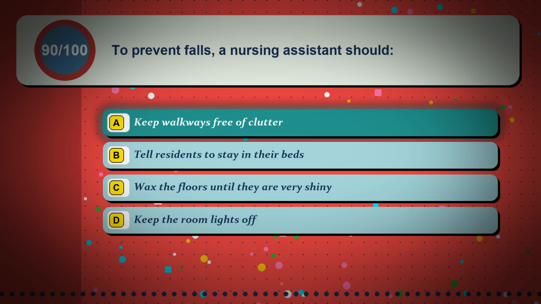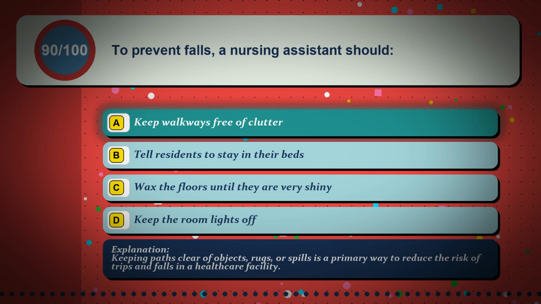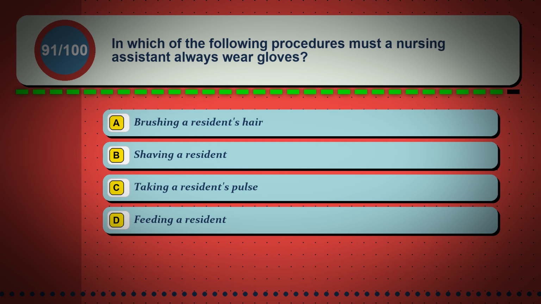The correct answer is option A. Keep walkways free of clutter. Keeping paths clear of objects, rugs, or spills is a primary way to reduce the risk of trips and falls in a healthcare facility. Question 91.